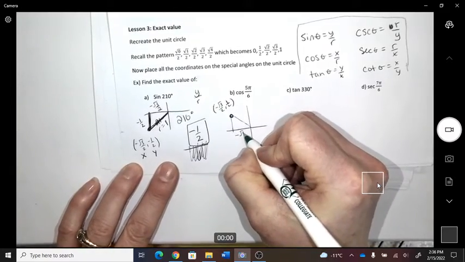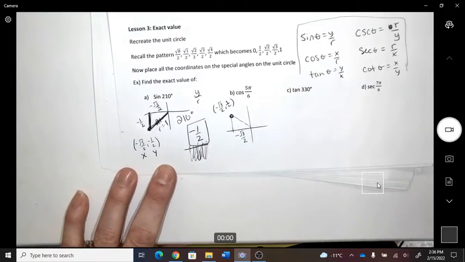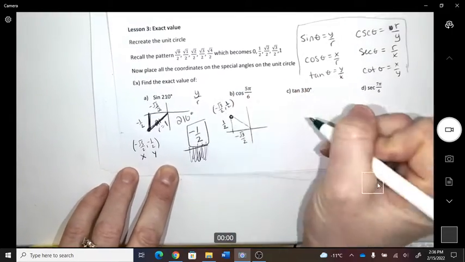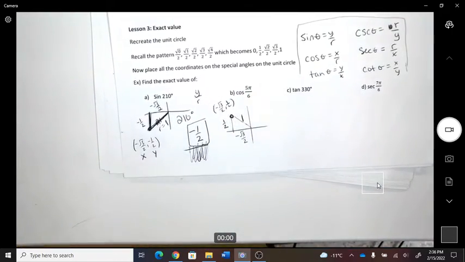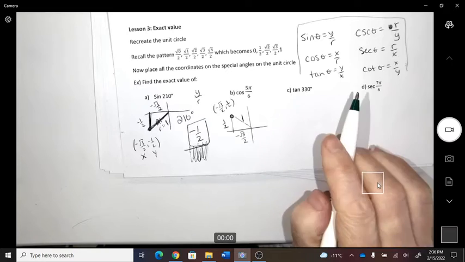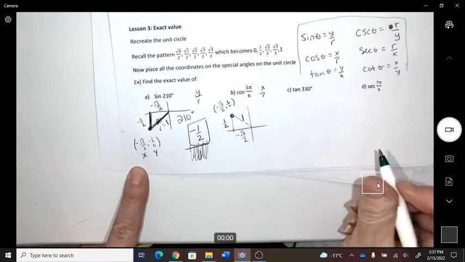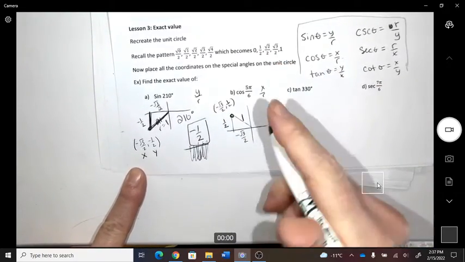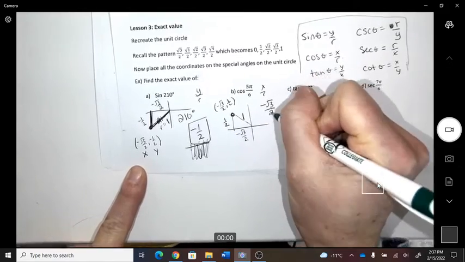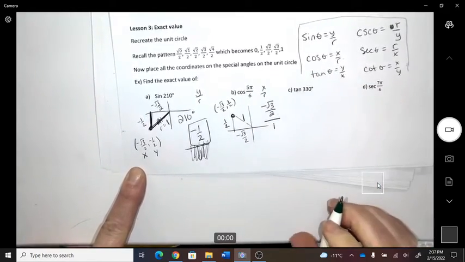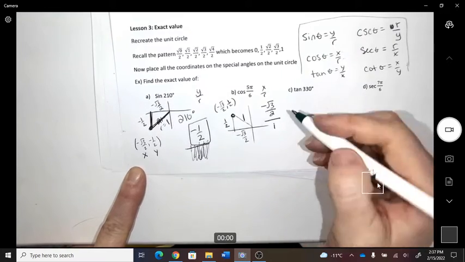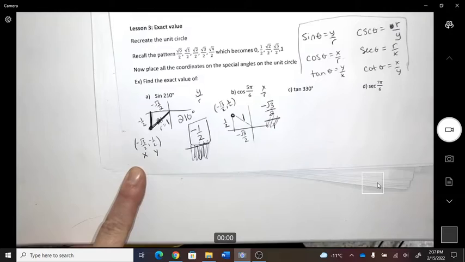So this is the x. This is the y. And again, it's the unit circle, so the r is 1. Now, I was asked to find the cos. So I got to do the x number divided by the r number. So what's the x number? Negative root 3 over 2. And I'm going to divide it by a 1. And in math, when we divide something by 1, it's irrelevant.